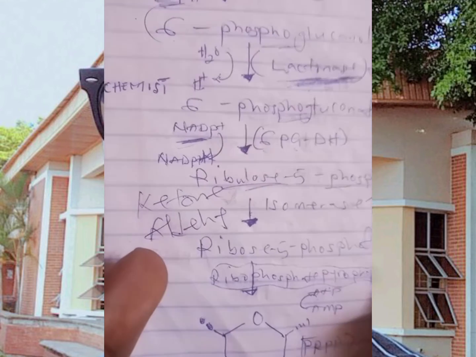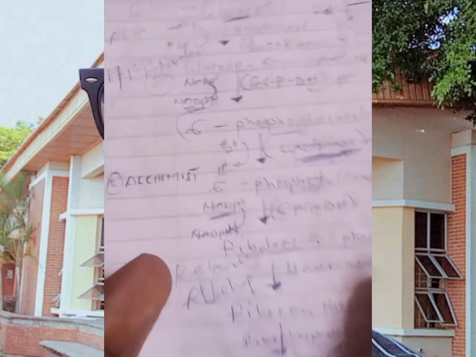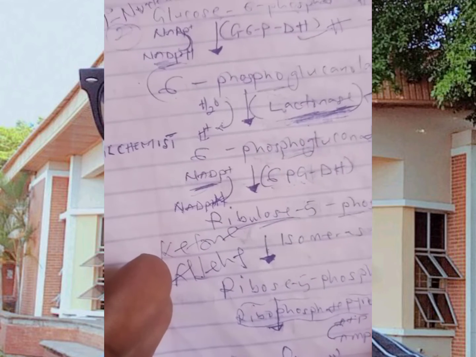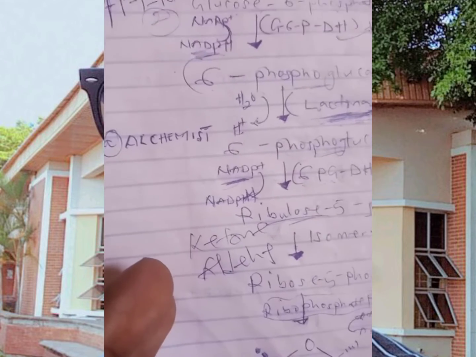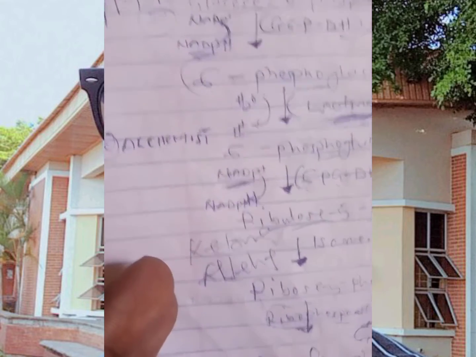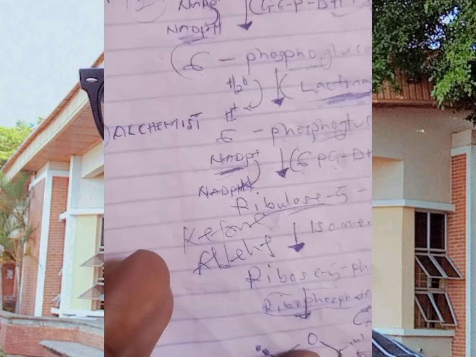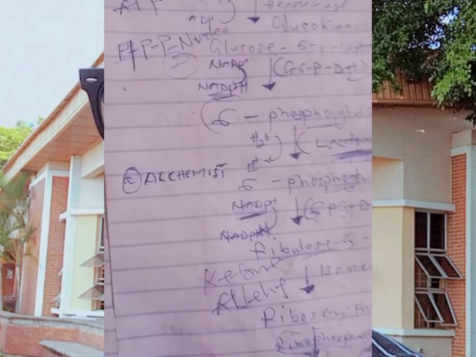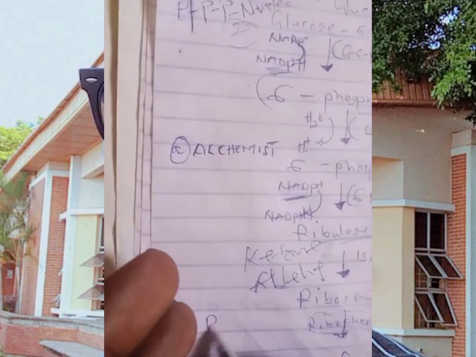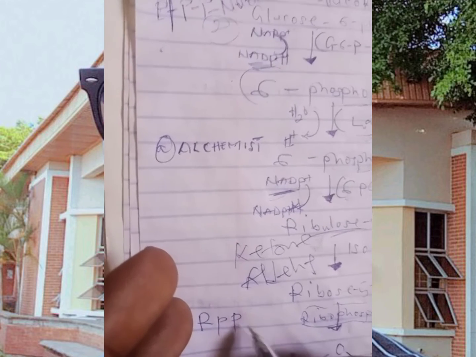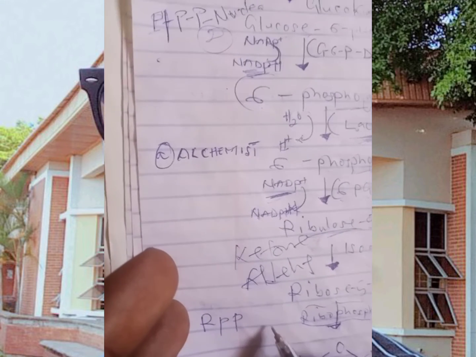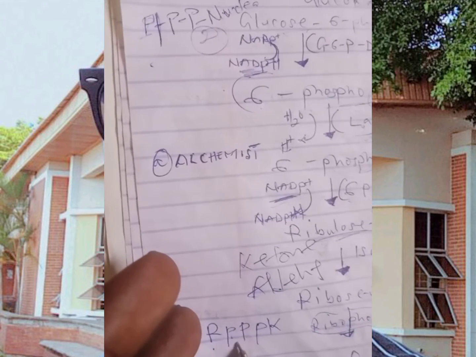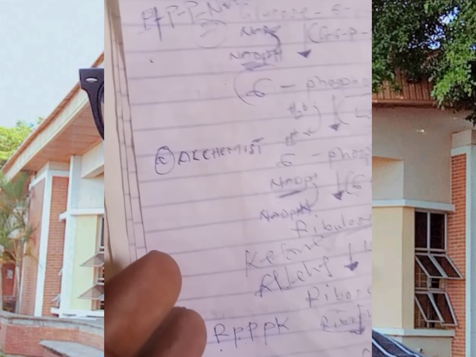We've gotten to this point now, but before this could be used in nucleotide synthesis, it has to be in a cyclic form, and we need to introduce another enzyme, which is ribose phosphate pyrophosphokinase, denoted with RPPK. That is the function of the enzyme.